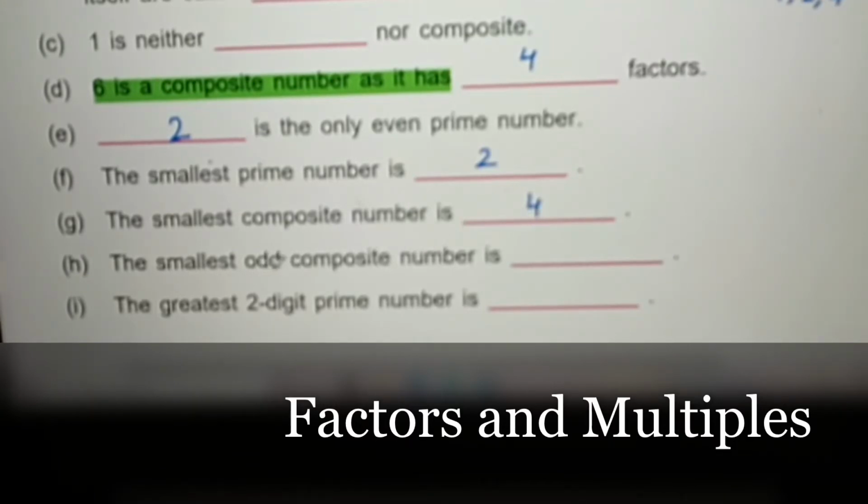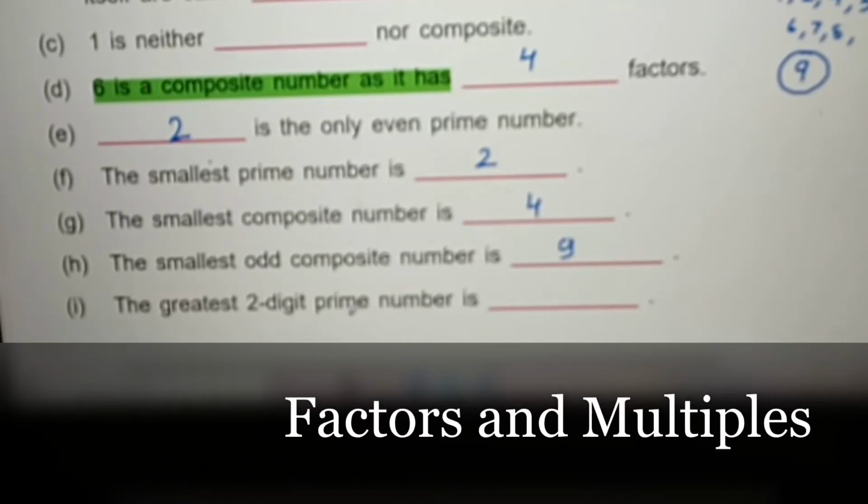So 4 is the smallest composite number. And the smallest odd composite number: after 4 we have 5, which is an odd number but a prime number. 6 is an even composite number, 7 is an odd prime number, 8 is an even composite number, and hence we have 9, and 9 is the first odd composite number. So we write 9 is the smallest odd composite number.